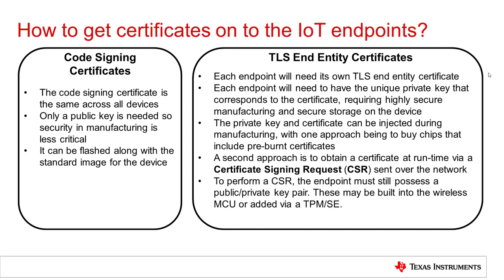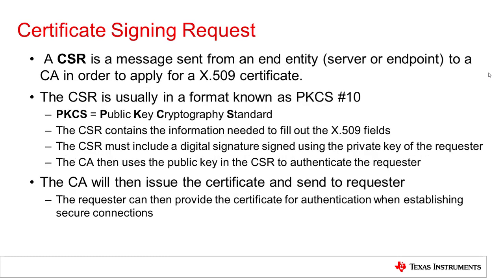The second approach is to perform an operation at runtime called a certificate signing request. A CSR enables you to go out over the network and request a certificate. To do this, the endpoint must have a public-private key pair. To give you a little more understanding of what a CSR, or certificate signing request, is: it's a message sent from the end entity, which could be either a server or an endpoint, to a certificate authority, and it applies for an X509 certificate.